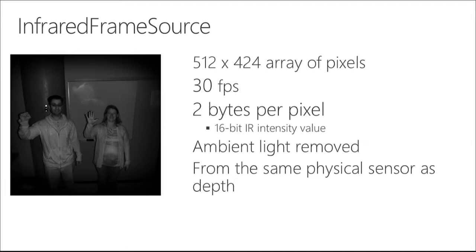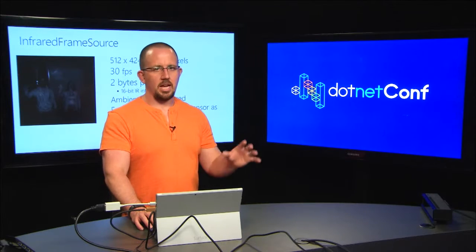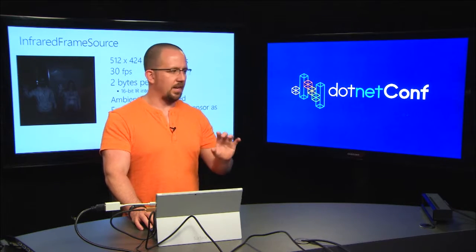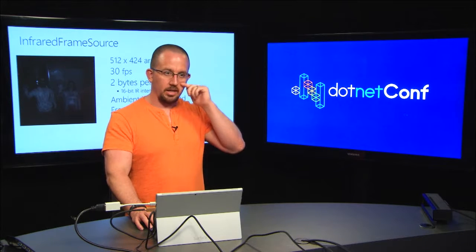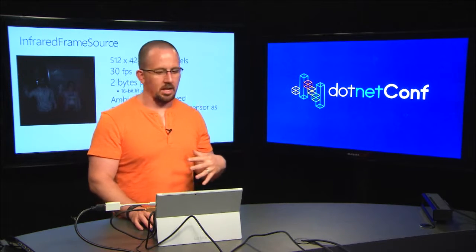You could think about using this infrared for some sort of night vision application. If you're doing computer vision, people detection or object detection or things like that, this infrared gives you a nice, clean, consistent source. Again, that's not going to be affected by the ambient light in the room.